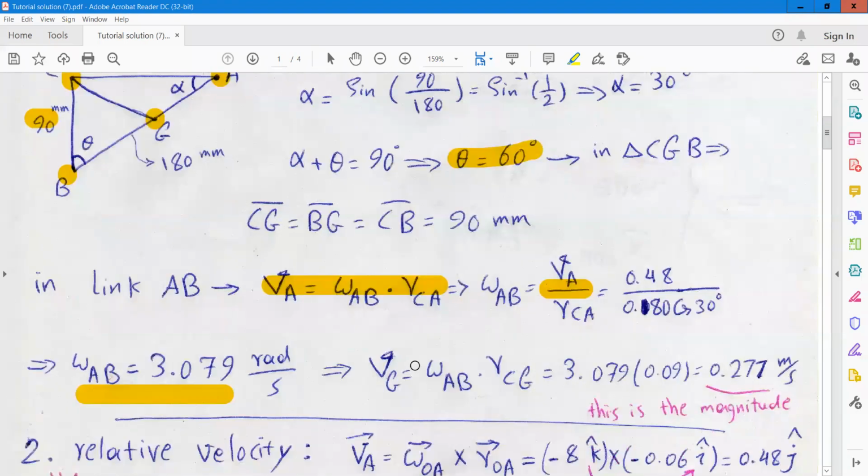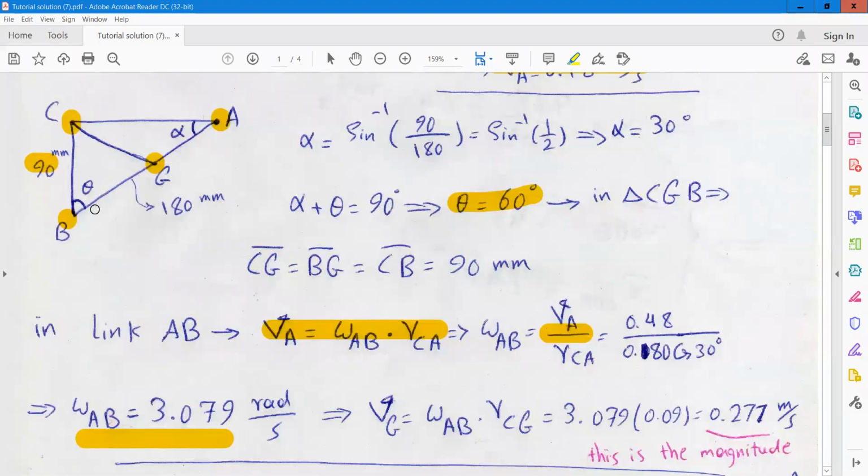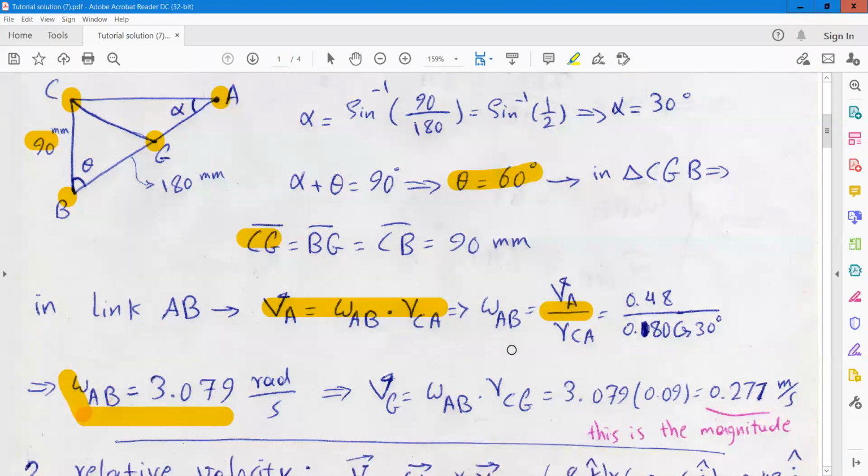So again, VG is equal to omega AB, which we obtained from the previous part here. This is the omega AB. So VG is equal to omega AB times RCG, which RCG is obtained here. So this is the instantaneous center method that we used to obtain the velocity of point G, but this is just a scalar parameter, or this is the amplitude of the velocity.